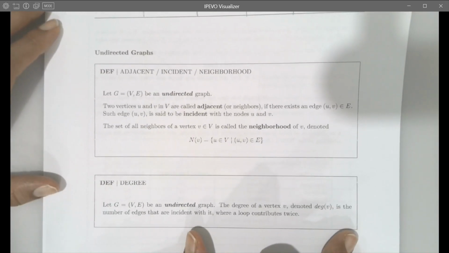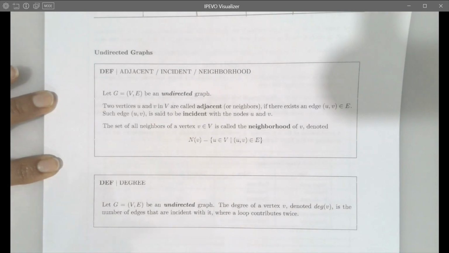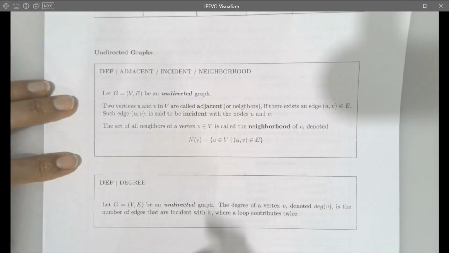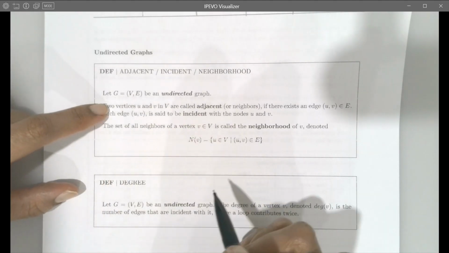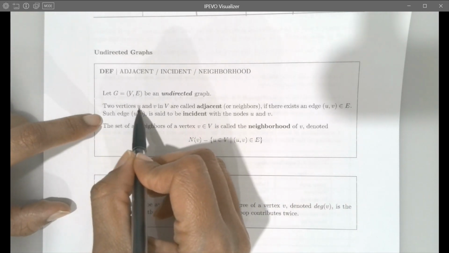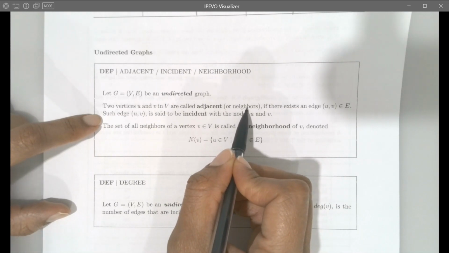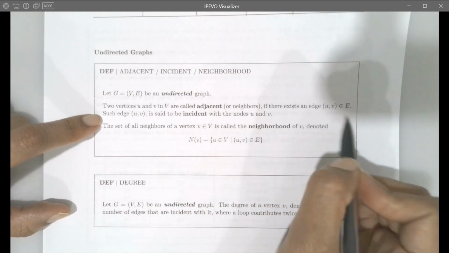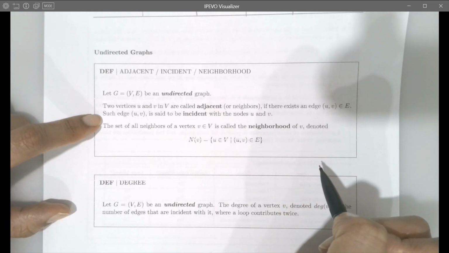Let's focus for a little bit longer on undirected graphs and some of the definitions associated to them. So we are going to take a look at what is adjacent, incident, and neighborhood, starting with adjacent. So let G be an undirected graph with set of vertices V and set of edges E. We say that two vertices are called adjacent, or sometimes also referred to as neighbors, if there exists an edge that connects them. Okay, so if there exists some edge (U, V) in the set E.